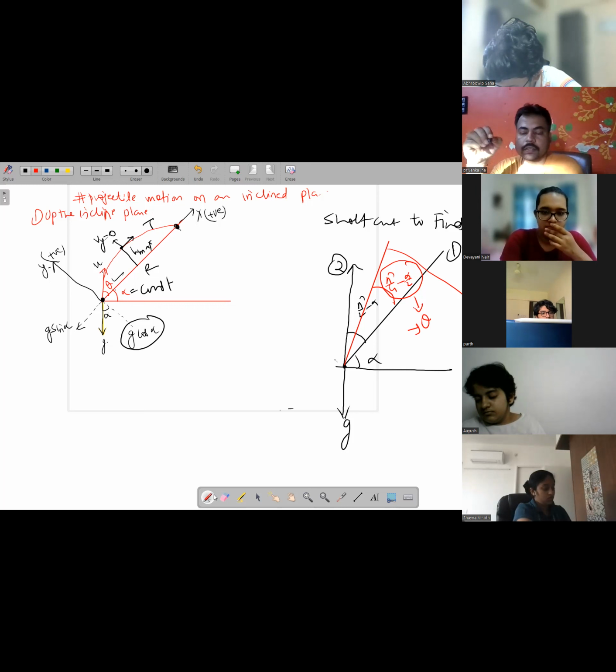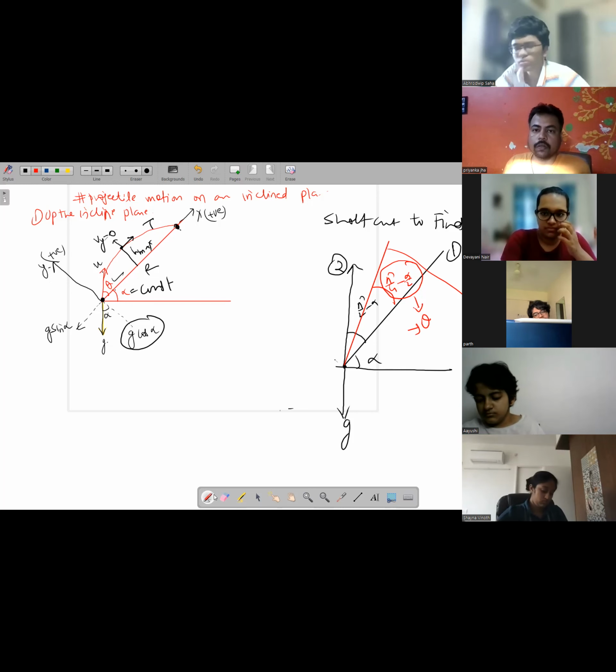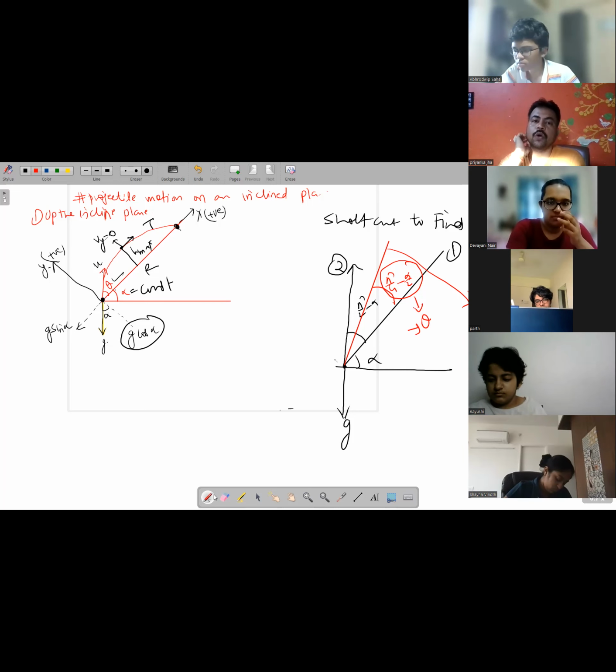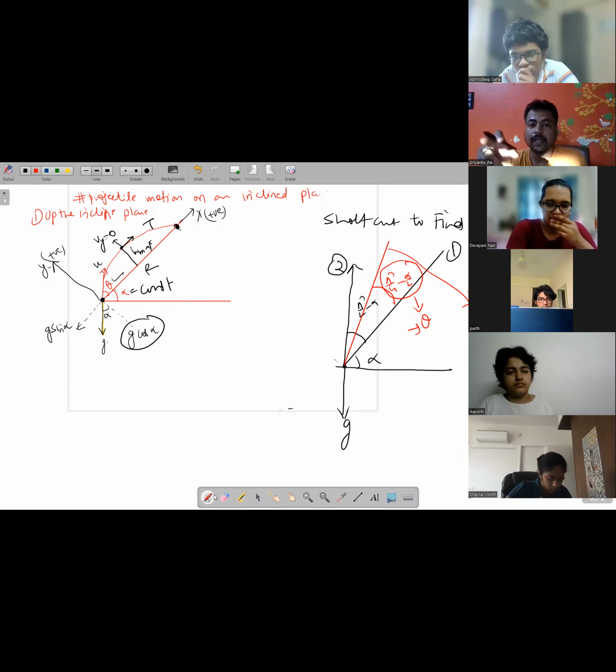You can write in words: consider plane 1 on which projectile is happening, plane 2 or line 2 opposite to the acceleration, and then take the angle bisector of line 1 and line 2. If you throw the ball along that angle bisector, then you will get maximum range. This is how you can remember it.